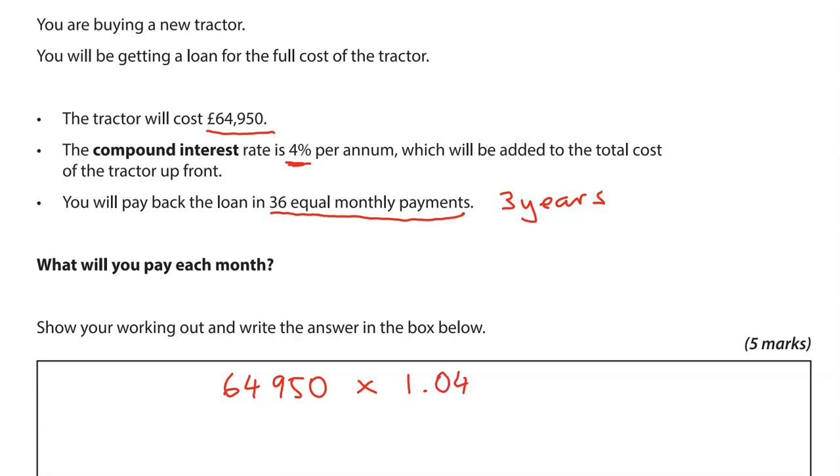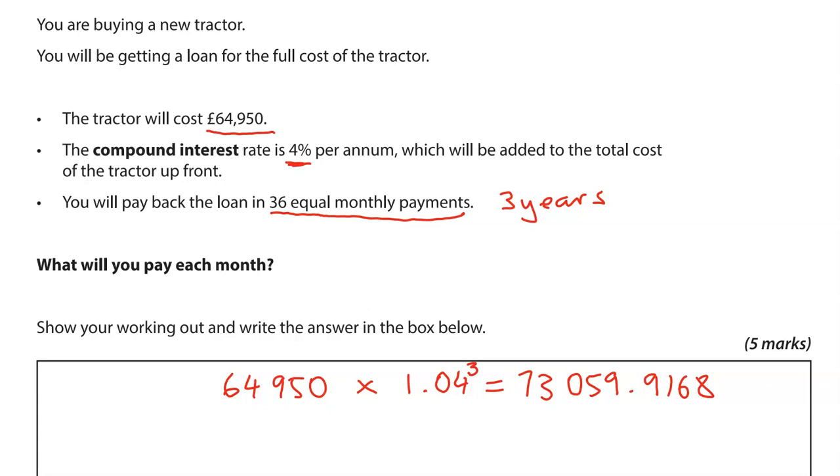0.04. It's like adding 4 pence on top of a pound, because this is an increase. So on top of the 100% amount, which is £64,950, over 3 years, so to the power of 3, which gives us, when we use a calculator, £73,059.9168. So I'm not going to round it off at this point, so we still need to do more calculations.